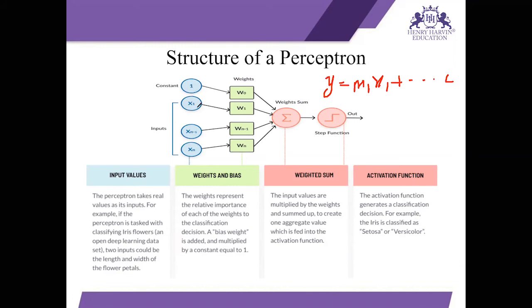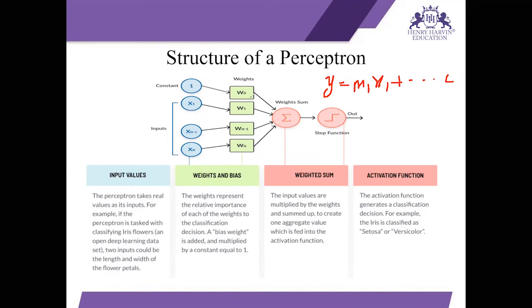So in input values, the perceptron takes real values as its inputs. Say, for example, in case we are trying to identify the iris flower, we may take some inputs like length of the petal or width of the petal, right? So those are called inputs.